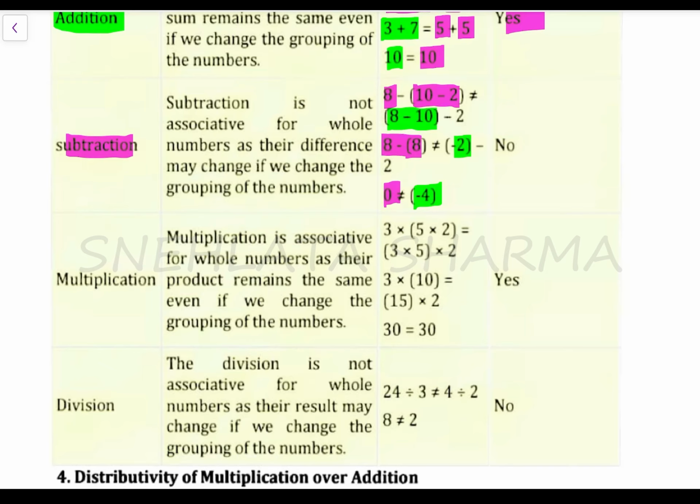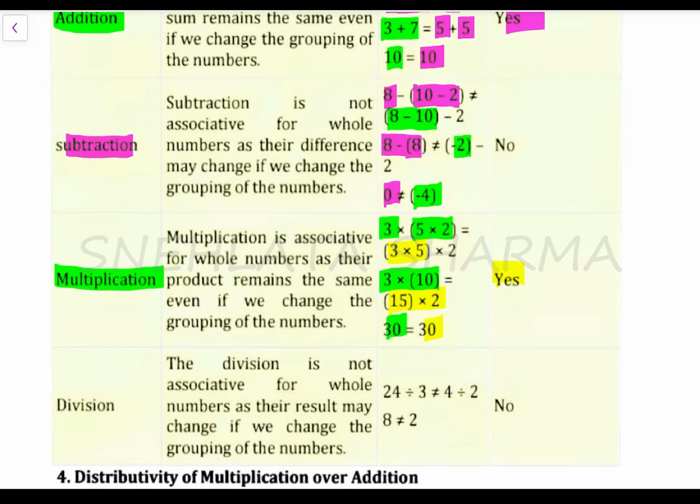Now let us learn whether whole numbers are associative for multiplication or not. To see multiplication is associative for whole numbers, I will again take three whole numbers 3, 5 and 2. First I will group 5 and 2 together. 5 multiplied by 2, this gives me 10. So 3 multiplied by 10, this gives me 30. Now I will group these whole numbers differently. I will put first two whole numbers together. So 3 multiplied by 5, this gives me 15, and 15 multiplied by 2, this gives me 30. Clearly we can see that multiplication is associative for whole numbers. We are getting the same result even if we change the grouping of numbers.